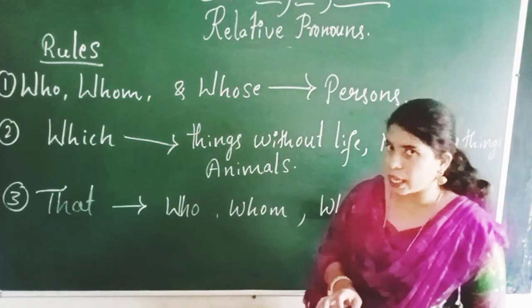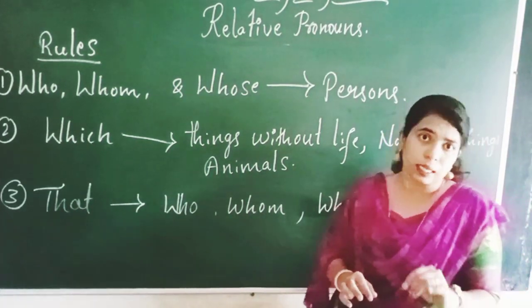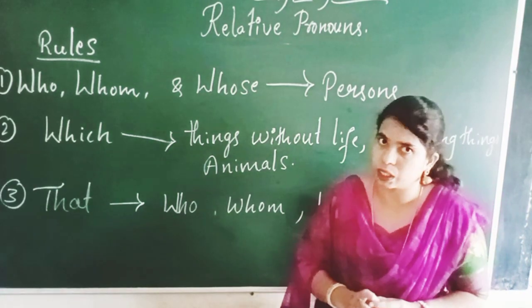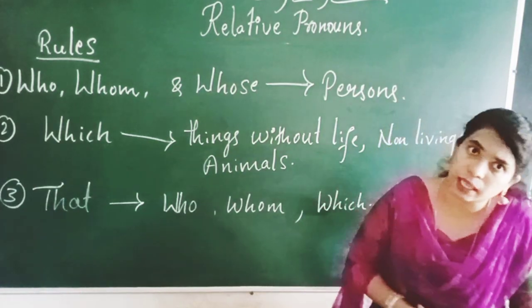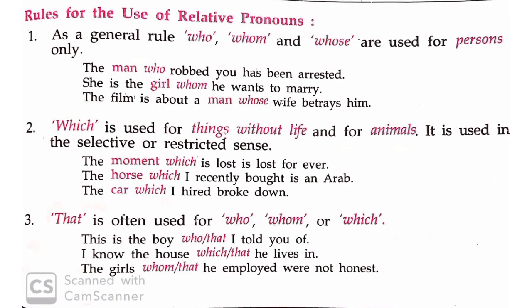I will show you the examples here. Observe properly. The red pen marks are the changed ones. So let us see the examples now. Here are the rules for the use of relative pronouns, my dear students. As the first rule, as a general rule, who, whom and whose are used with persons only. See the examples. The man who robbed yours has been arrested.